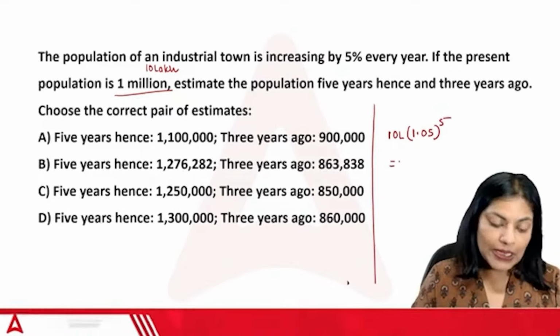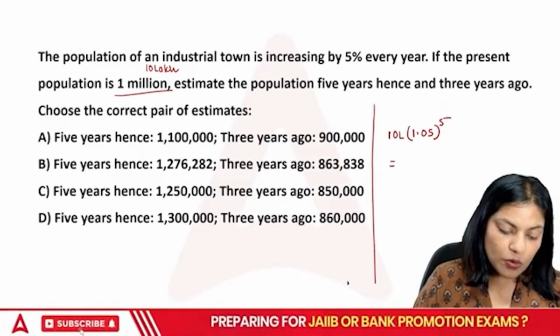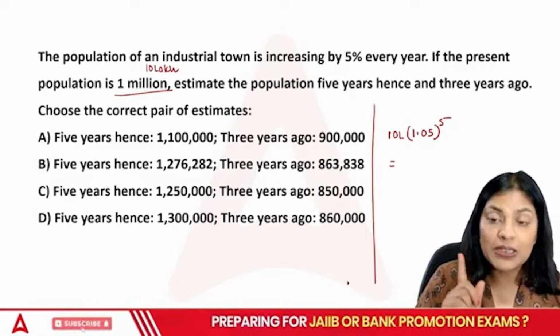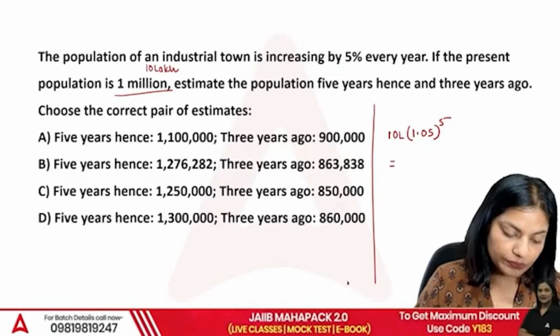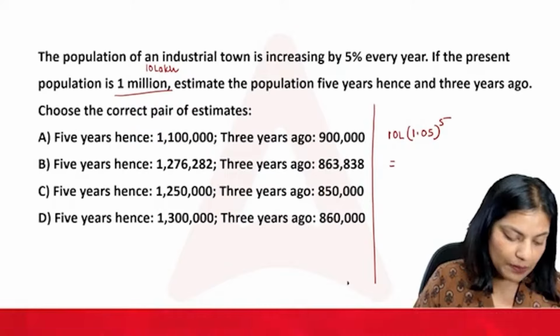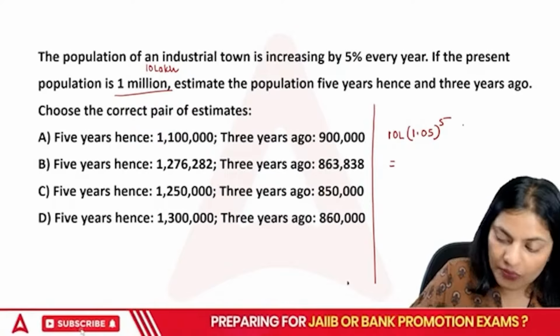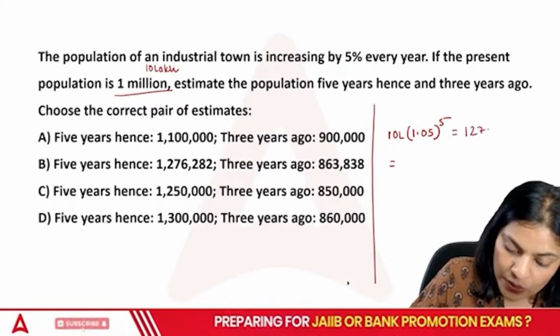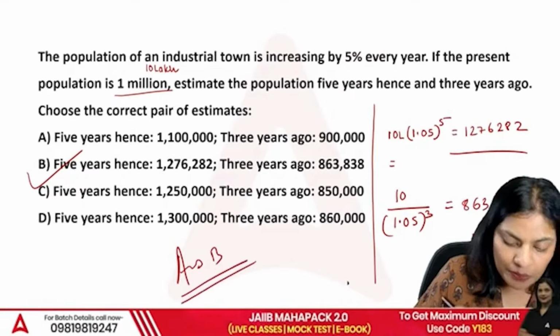So, in this case the power would be 1 less time, that means 4 times, multiplied by 10 lakh. So this will come as 1276282. So we have got the answer. Now if it is 3 years ago, we will have to find the present value. So 1.05 divided 3 times. That will give us 863838. Division we will do equal times. So answer would be option number B.